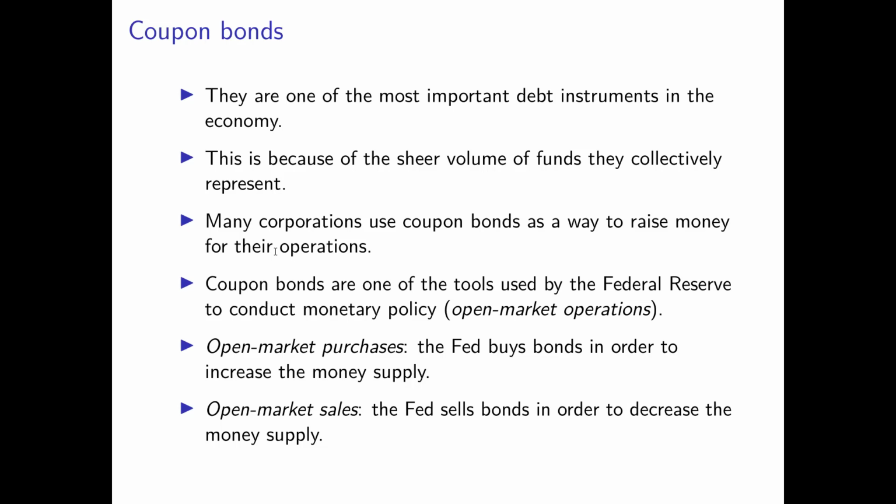Okay, now we've talked about simple loans. We've talked about fixed payment loans. It is now time to talk about coupon bonds. Coupon bonds, or bonds for short, are a very important debt instrument for the entire economy. The reason coupon bonds are so important is because they represent huge volumes of funds. We're talking about trillions of dollars. So they are really important.